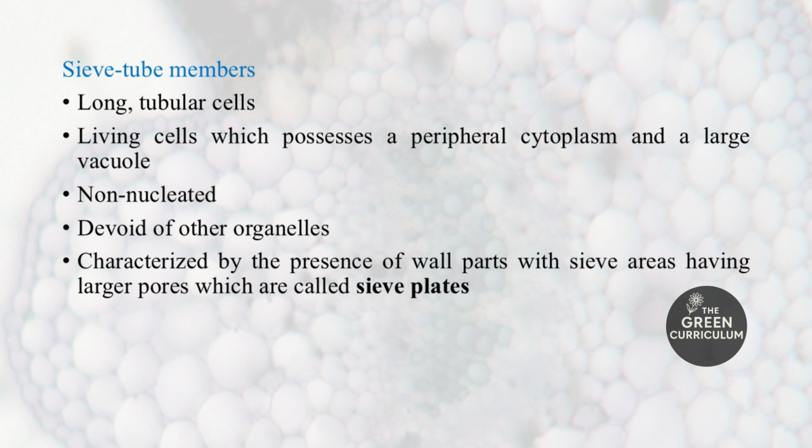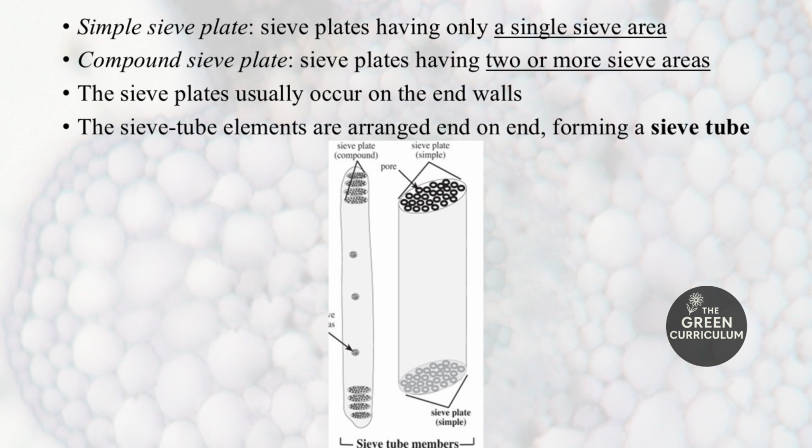It consists of a thin peripheral cytoplasm and a large vacuole. And it is characterized by the presence of sieve plate. Sieve plate is the part of the wall with sieve area, that means that part of the wall has large pores in it. Such wall parts are known as sieve plates. The sieve plates are of two types, simple sieve plate and compound sieve plate. Simple sieve plate means the sieve plate having only a single sieve area, and compound sieve plate is the sieve plate having two or more sieve areas.